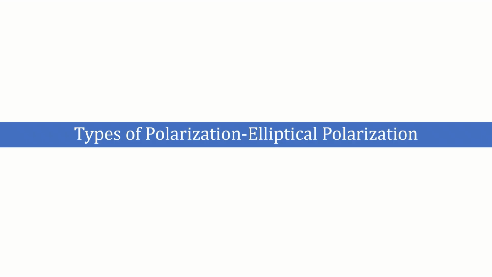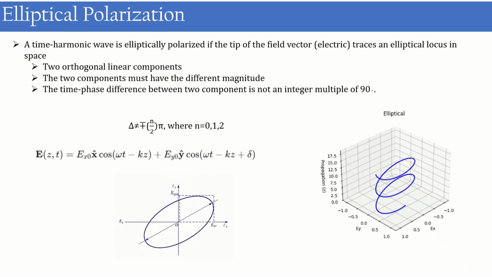So in this video, we are going to analyze what is meant by elliptical polarization. The condition for elliptical polarization is if the tip of the electric field vector is tracing an elliptical locus, it is known as elliptical polarization. So this is the electric field locus. These are the conditions to obtain elliptical polarization.